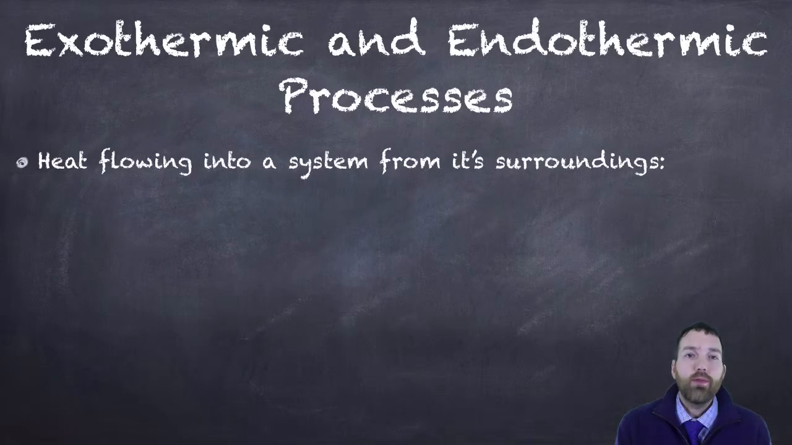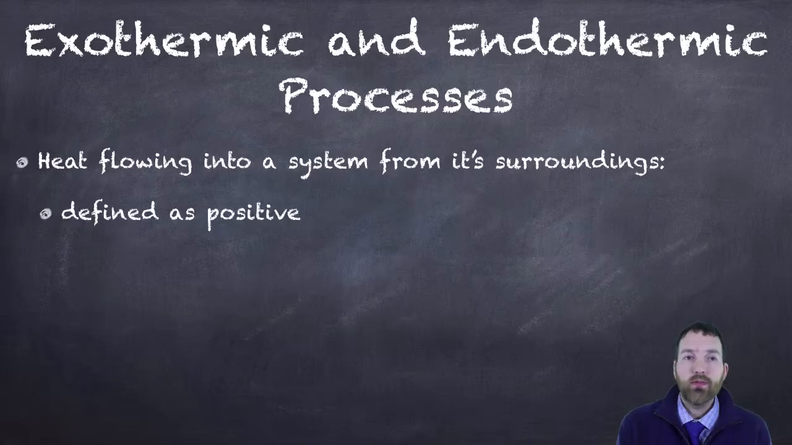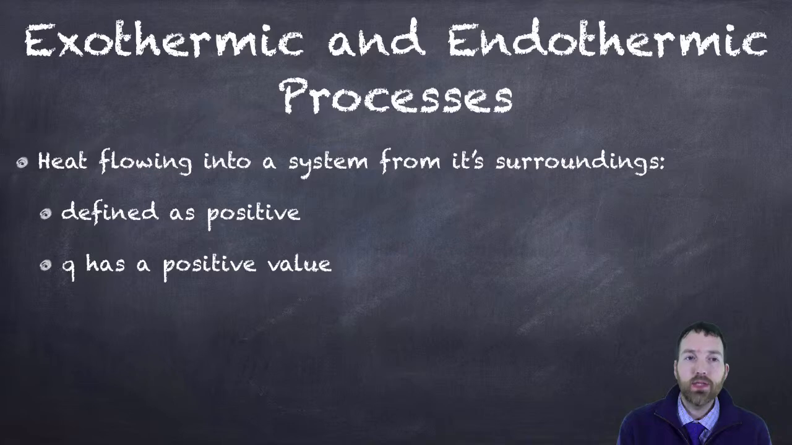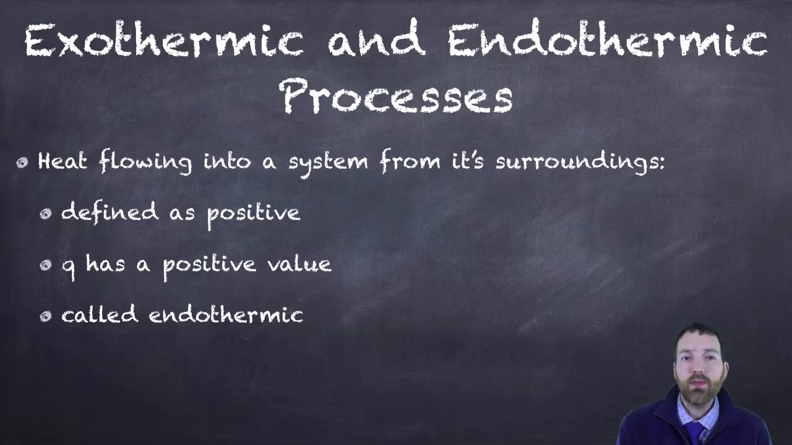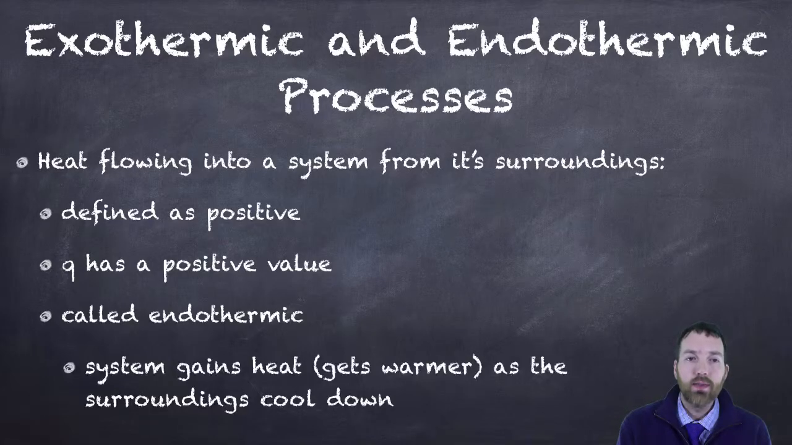When you have heat flowing into a system from its surroundings, that's defined as positive heat or positive energy. So if we calculate Q, which I'll show you how to do later, it would have a positive value. These types of reactions where heat flows into a system from its surroundings have a special name that you need to know. They're called endothermic reactions. And in every endothermic reaction, the system gains heat or gets warmer as the surroundings cool down.